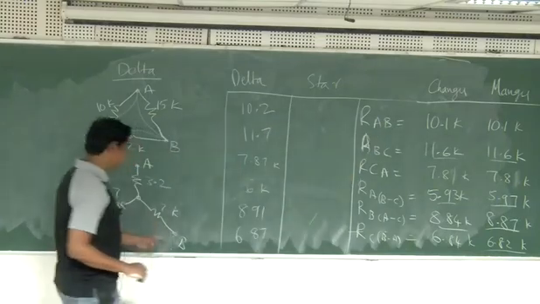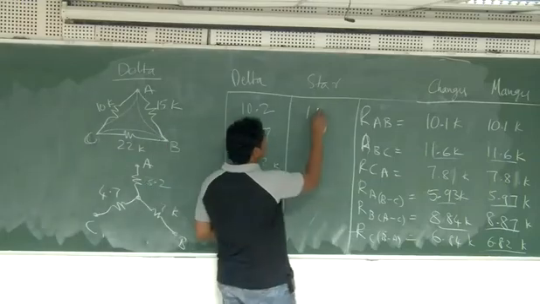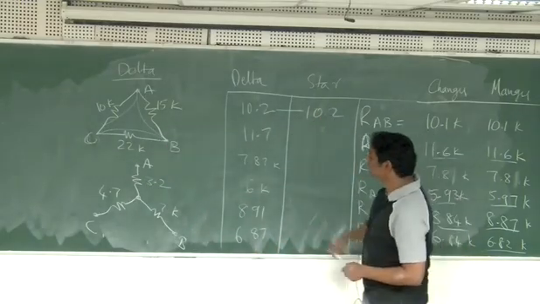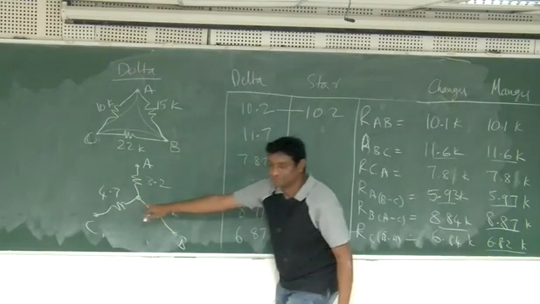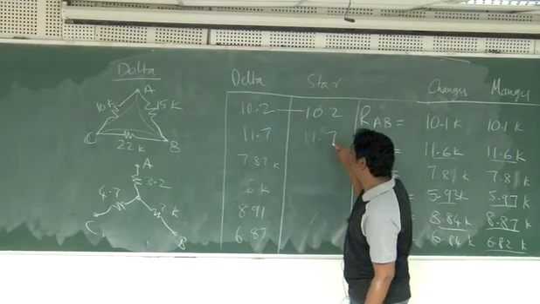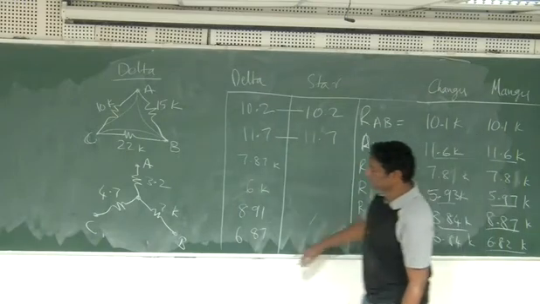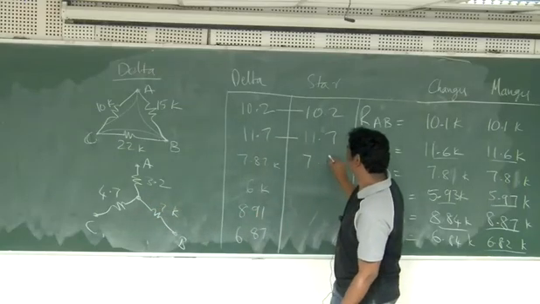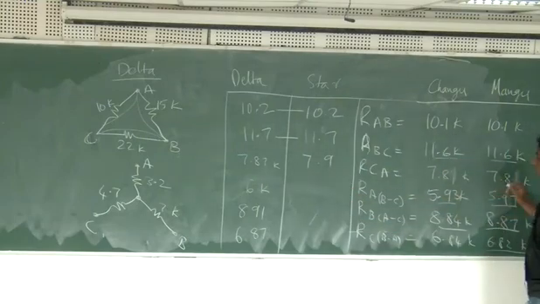Resistance between A and B. These two are in series. 10.2. Okay. Again it is the same. So you can't tell the difference. What is RBC? 11.7. Again same. What is CA? 7.9. So 7.87, 7.9, no, 7.8, 7.8.